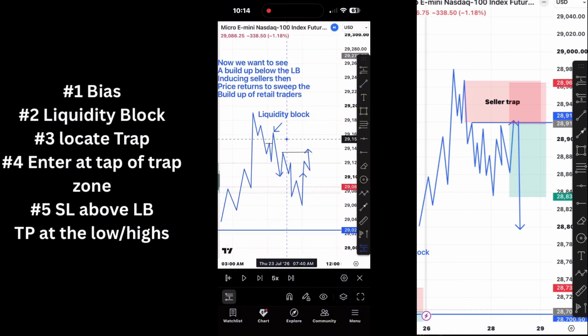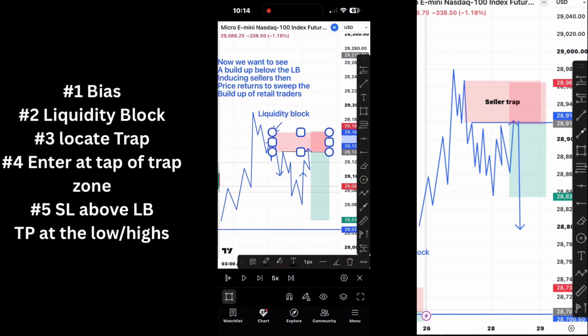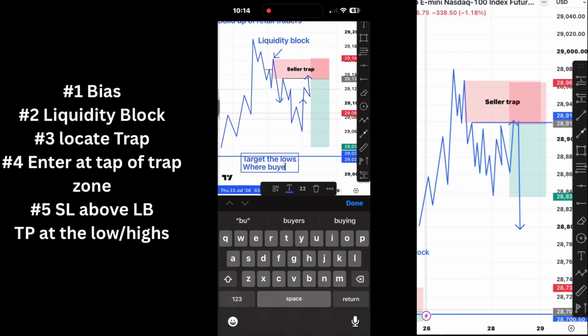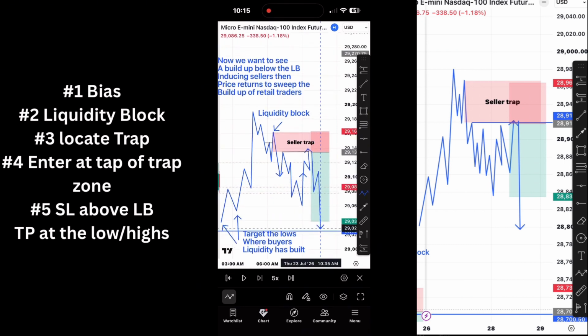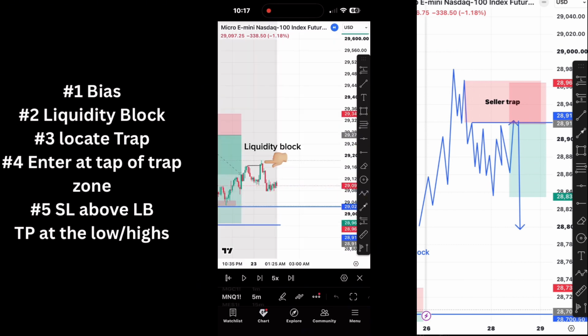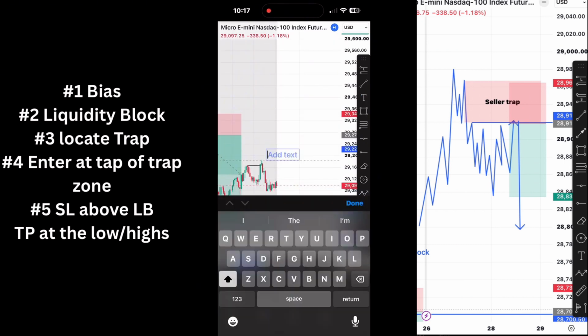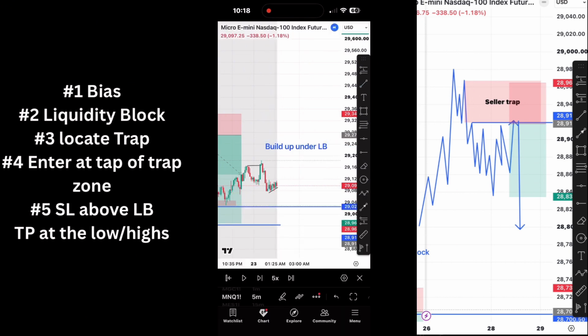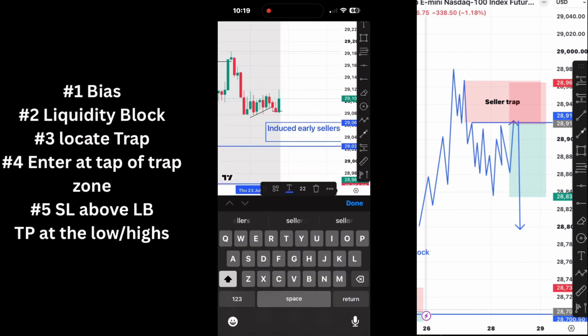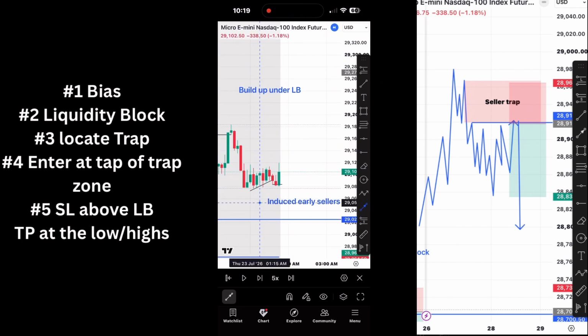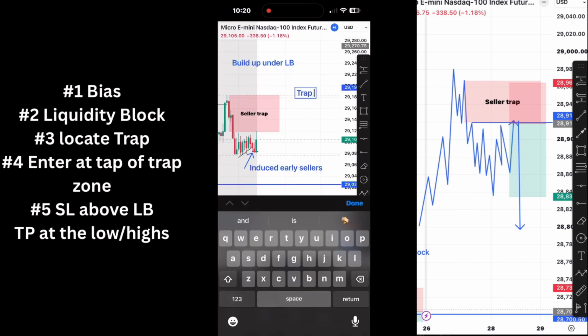And again, in this exact situation right here, these two trade ideas, nothing changed. Literally nothing. It is exactly the same. 1, 2, 3, 4, and 5. The bias, locating the liquidity block, the draw on liquidity, locate the trap, enter on the trap, stop loss above the LB, take TPs at the target. Rinse and repeat. But I wanted to leave the diagram up here, leave the 1 through 5, because this is all that there is with this strategy.